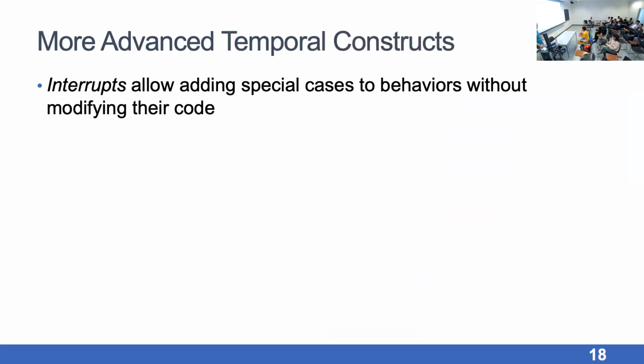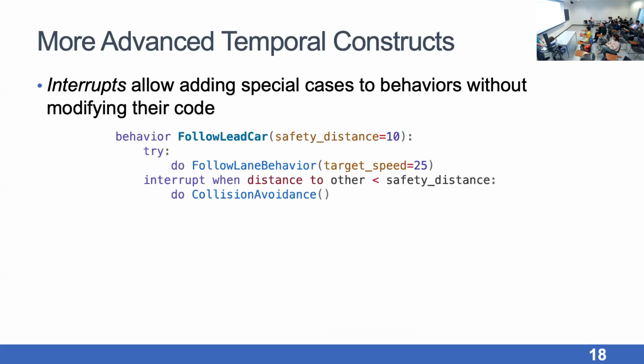So for example, Scenic has a concept of interrupts, which allow you to add a special case to some existing behavior without modifying its code. So for instance, maybe you want to say, let's do the follow lane behavior, which is built into the library, but I don't want to do that until some condition is met. Maybe once we get close enough to some other car, then I want to switch to some other behavior, some collision avoidance behavior. Scenic has this try interrupt statement to help with that.